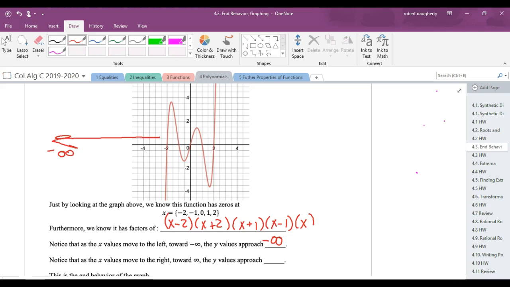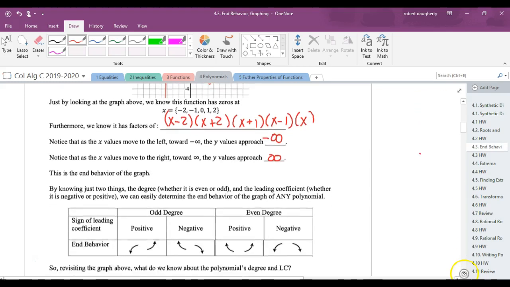When my x values go to the right, to positive infinity, where are my y values going? They're going to positive infinity, okay? So that's the end behavior of this graph. This graph is behaving like x cubed at the endpoints. It's going up over here and down over here. It's got other stuff happening in the middle that we can handle, but the end behavior is just like x cubed.